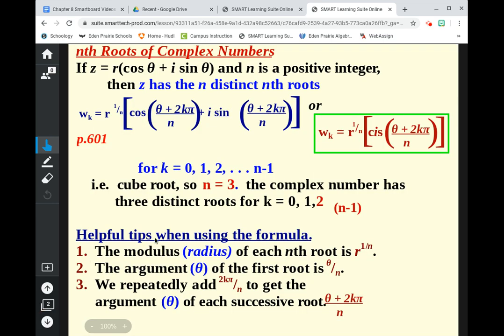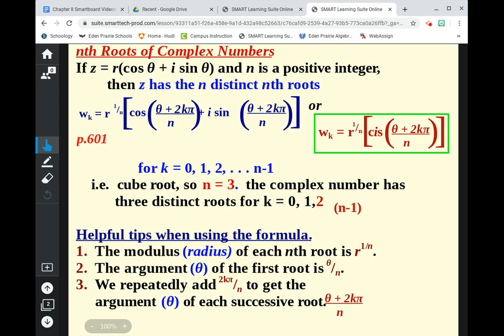So as we already know, if z equals r cosine theta plus i sine theta, or we know that also in the CIS form, and n is a positive integer, then z has n distinct nth roots. So remember last video we looked at powers. This one we're looking at roots.